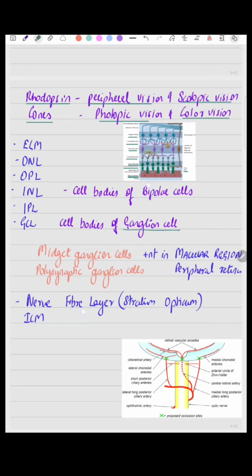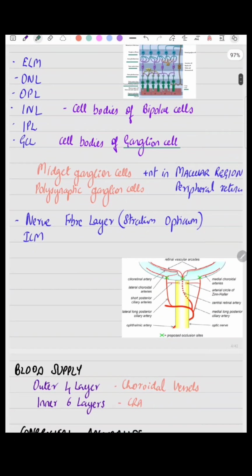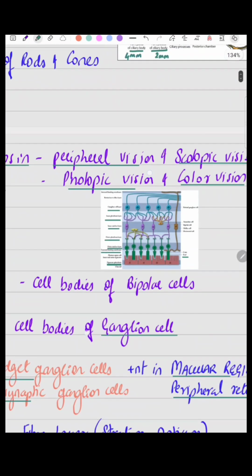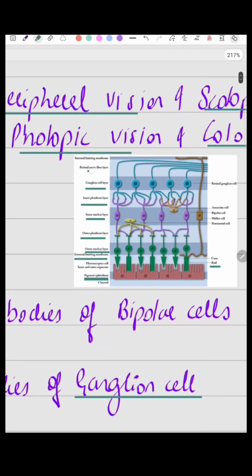Two types of ganglion cells are there, midget ganglion cells and polysynaptic ganglion cells. Midget ganglion cells are present in the macular region, and the polysynaptic are predominantly present in the peripheral retina. Then we have the retinal nerve fiber layer, and then the internal limiting membrane.